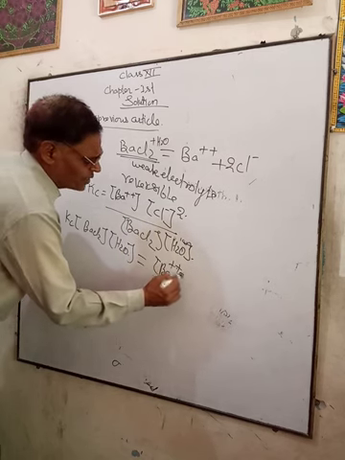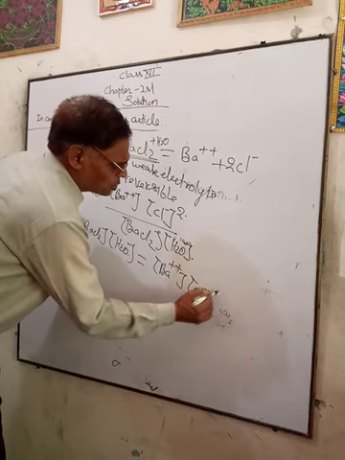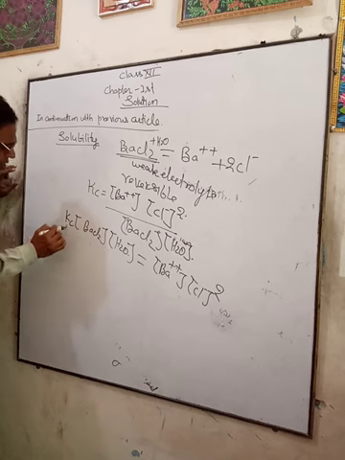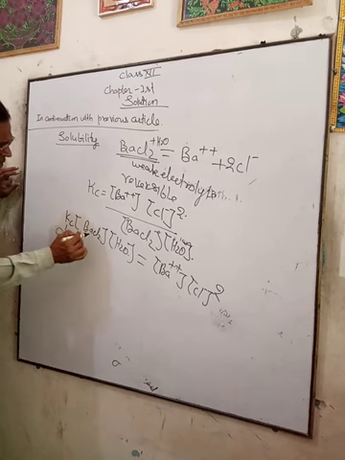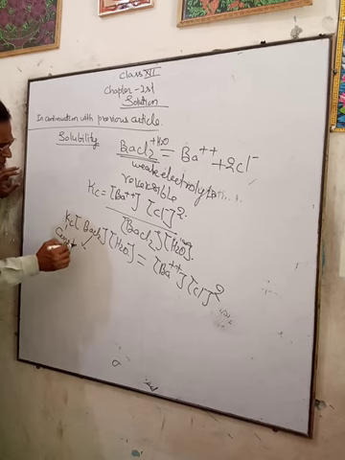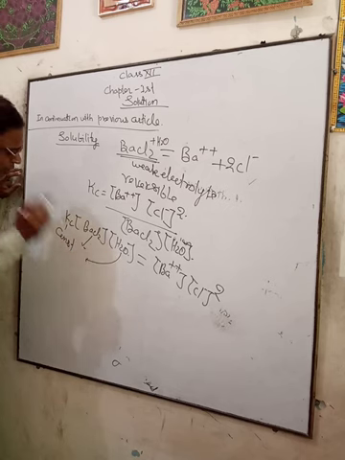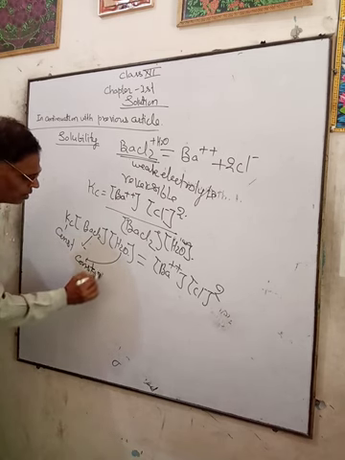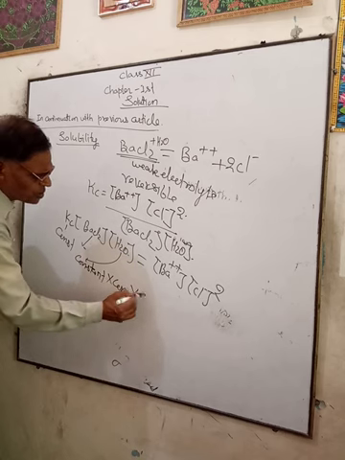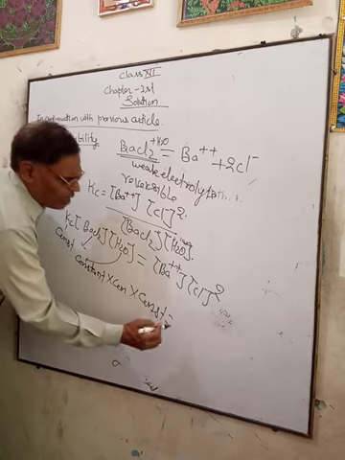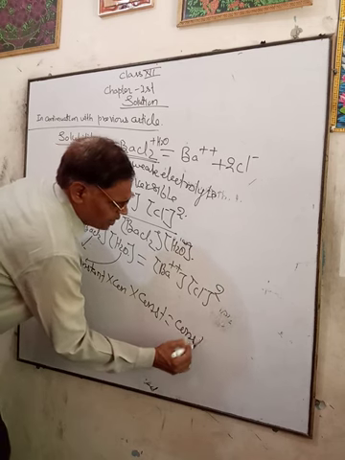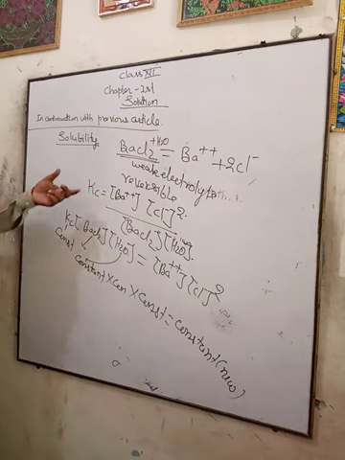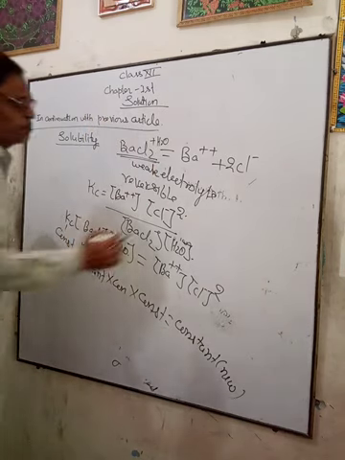Ba++, and here Cl minus raised to the power 2. That is what we are getting here. Then you know that Kc is constant, and BaCl2, whatever amount you have taken, is constant, and water, whatever amount you have taken, is also constant. So when we multiply constant into constant, what will we get? We will get a new constant. This new constant in this case is called Ksp.